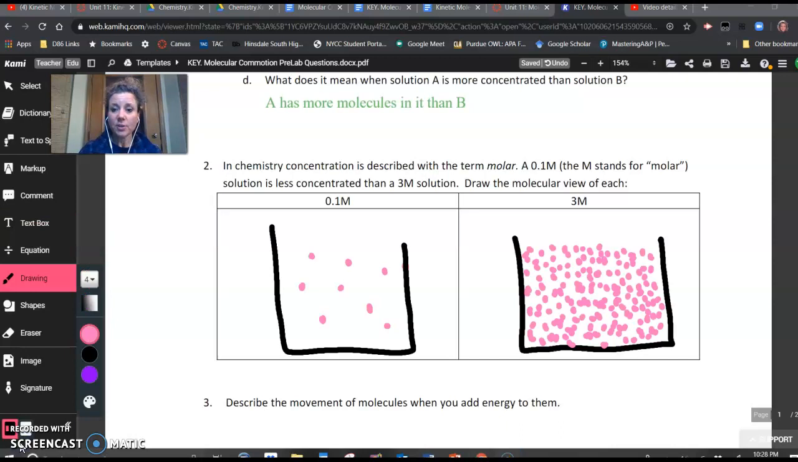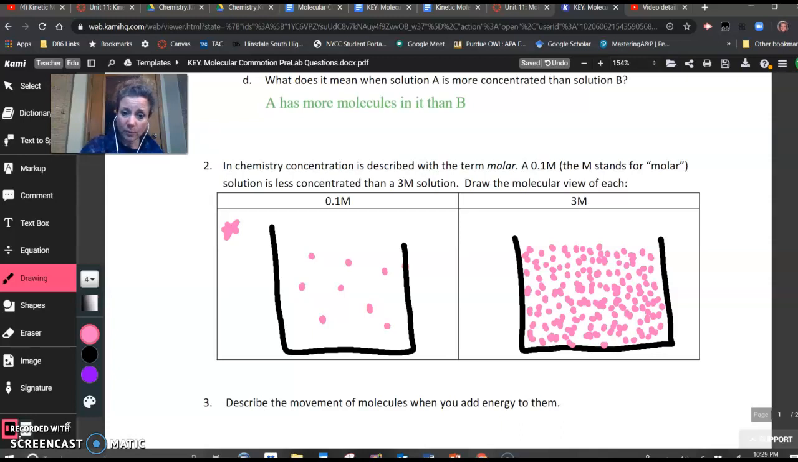All right, so I've drawn 2 particle pictures here, and my black line is just showing us the borders of a beaker. You can see that my 0.1 molar solution over on this side is showing me less molecules, which I've represented with pink dots, than my 3 molar solution, which I've also represented with pink dots. And the thing that you can see right away is that the 3 molar solution is more concentrated. It's more crowded with molecules than my 0.1 molar solution is.